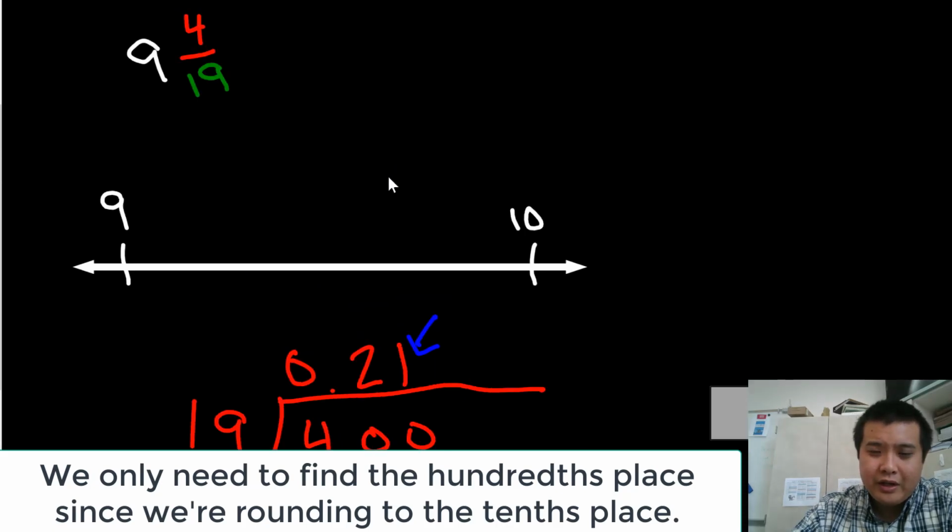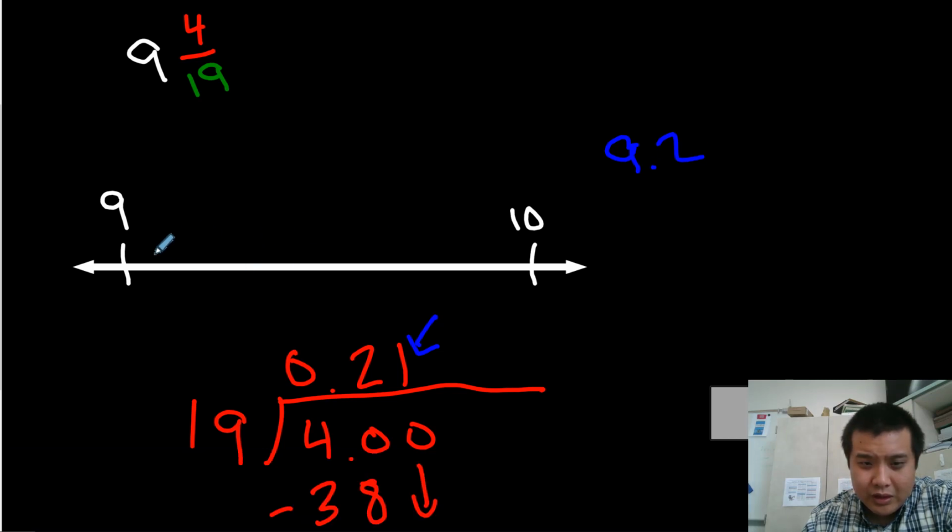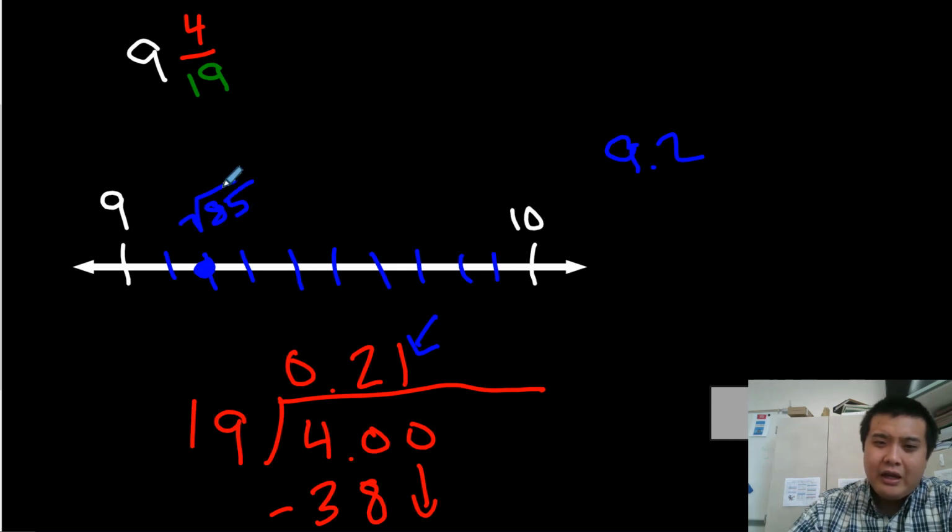So our final answer as a decimal is 9.2, which, if we split this into tenths, 1, 2, 3, 4, 5, 6, 7, 8, 9, 9.2 is going to be the approximation for the square root of 85. And if we were to use our calculator, let's see how close we got. We got, yeah, 9.2, 9.2.